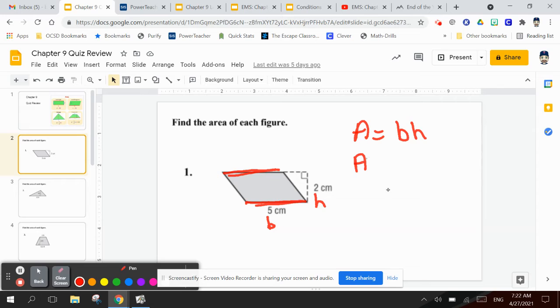So to find the area of this parallelogram, I take out my variable b and I put in 5 centimeters. I multiply that by the height. My height over here is 2 centimeters. I multiply, area equals 5 times 2, which is 10. There's a centimeters here and a centimeters here, so the label is centimeters squared.